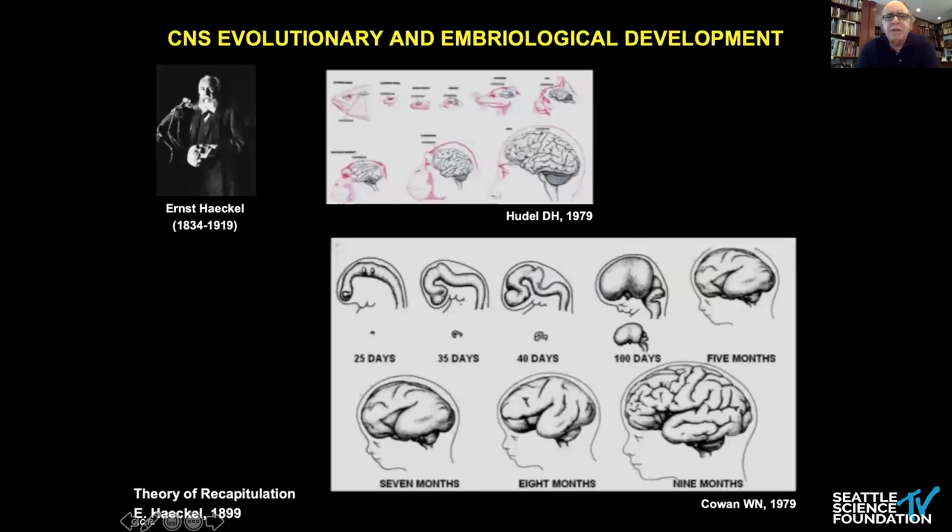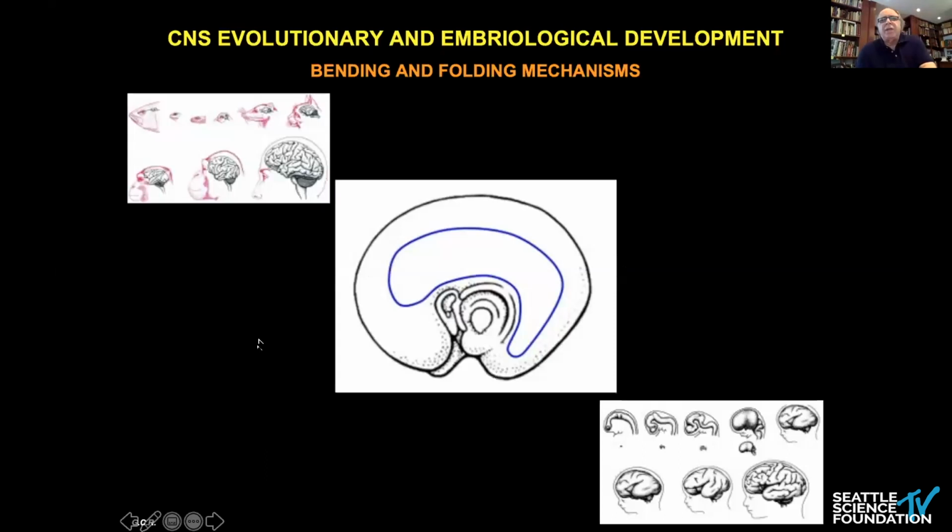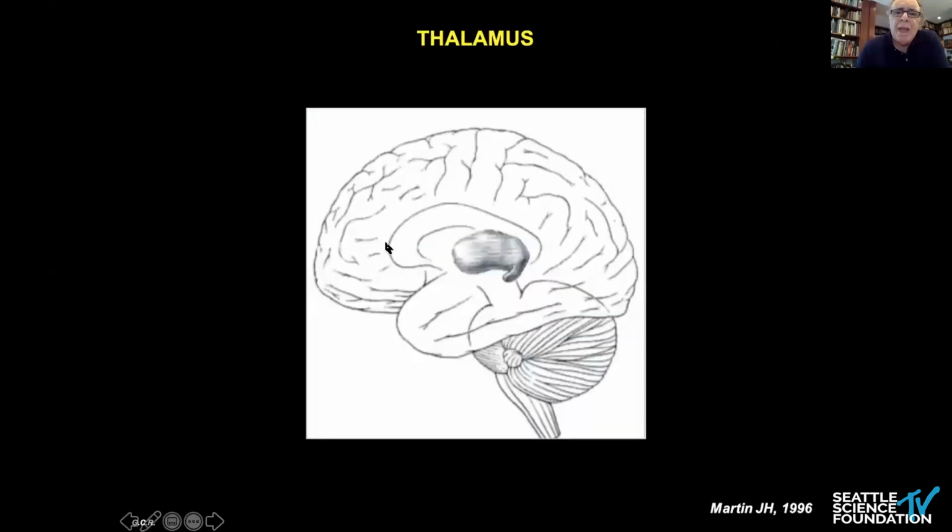Now, it's very interesting to see that at least at its major steps, embryology sort of repeats the main steps of phylogeny, of all this evolution. Also interesting to emphasize that the bending and folding mechanisms towards and around the center were the main mechanism that nature found in order to save space. And these structures were then built around the center of the brain, which is given by the thalamus. So the thalamus is the morphological and the functional center of the brain.